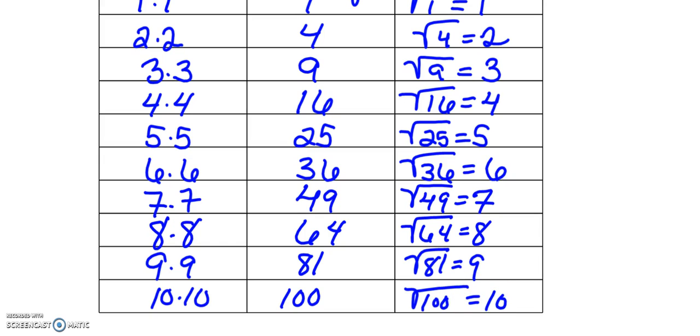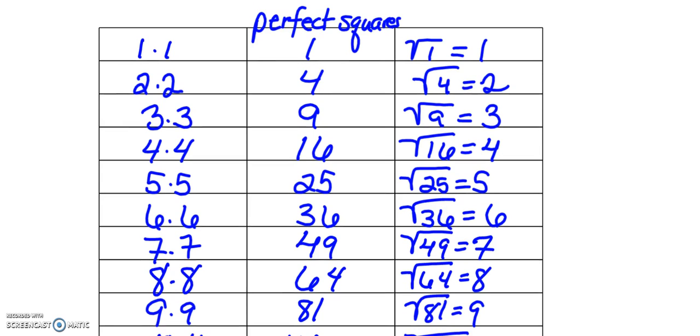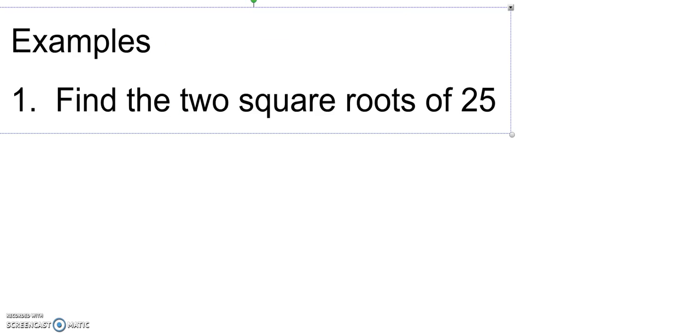So if we take a moment here and we look at our middle column, all of these numbers here are what we call perfect squares. They are numbers that when I take the square root of them, all of their square roots are whole numbers.